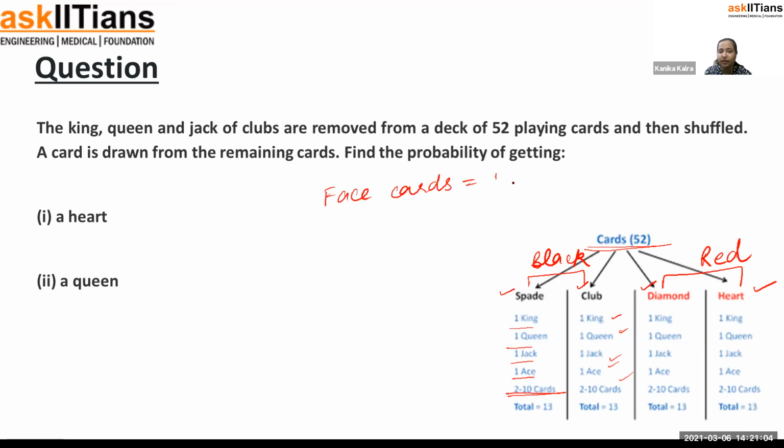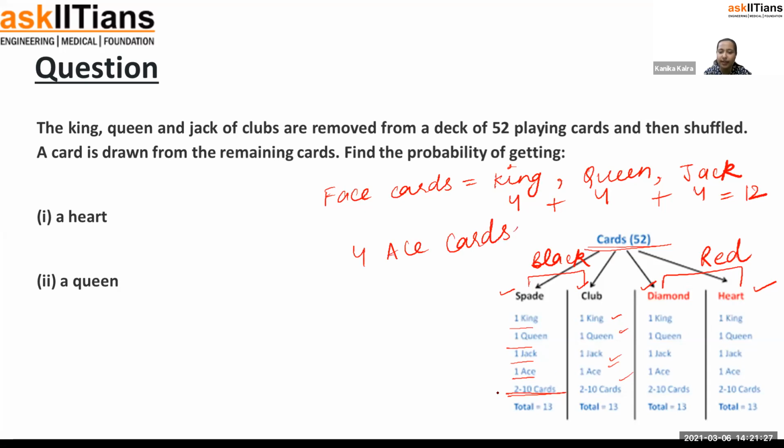Face cards are king, queen, and jack. There are 4 kings, 4 queens, and 4 jacks. So in total, you have 12 face cards, 4 ace cards, and 2 to 10, as in 8 plus 8 plus 8 plus 8. So this would be 32 numbered cards. So 32 plus 12 is equal to 44.